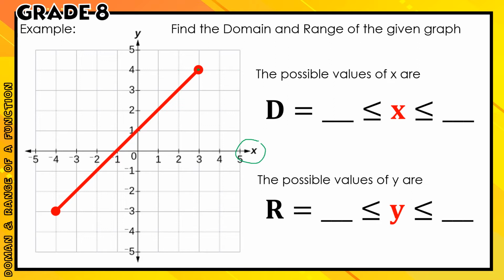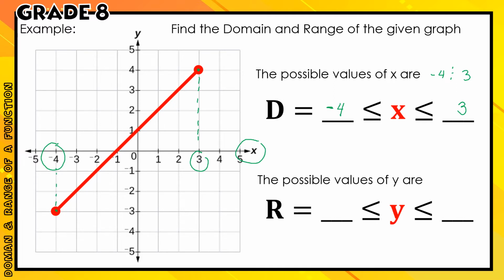Ito yung unang point. So, kung sa x-axis ang focus, ito ay nakatapat sa positive 3. At yung isa namang endpoint, ito ay nakatapat sa negative 4. So, what are the possible values of x? It should be negative 4 and 3. The question is, ano ba ang mas mababa? Negative 4 or positive 3? So, sa una, sulat natin yung mas mababa. Nandiyan si negative 4, tapos to be followed by positive 3.